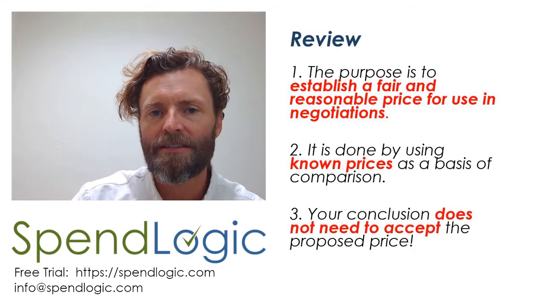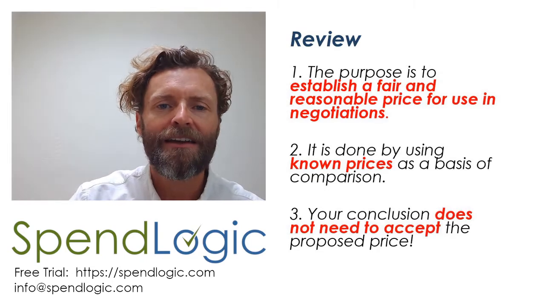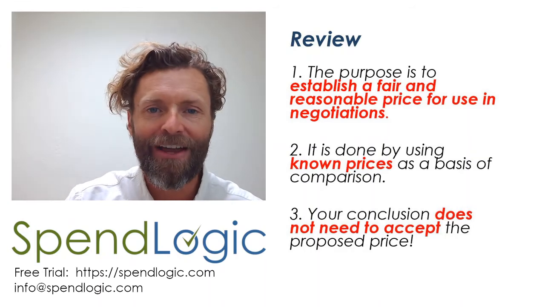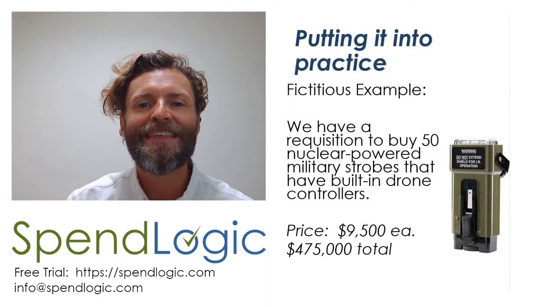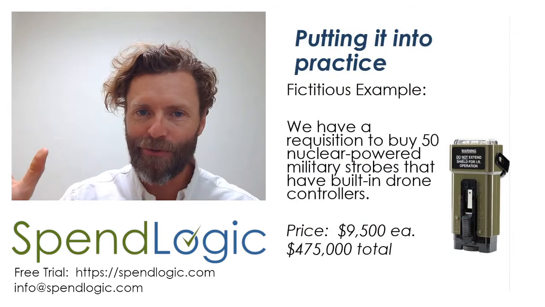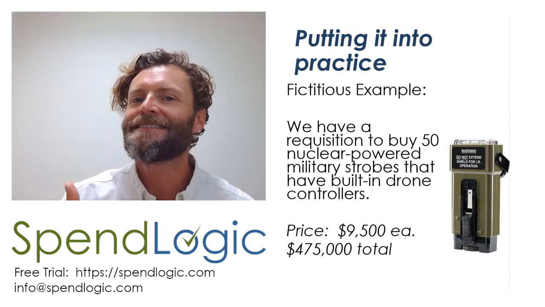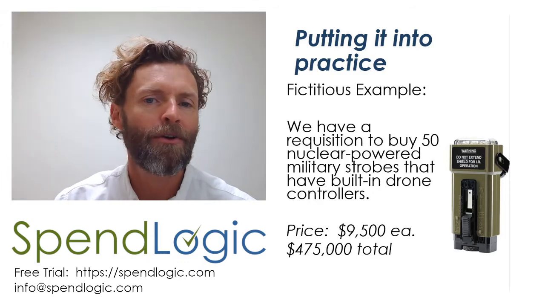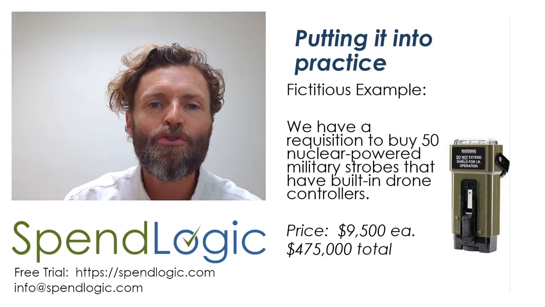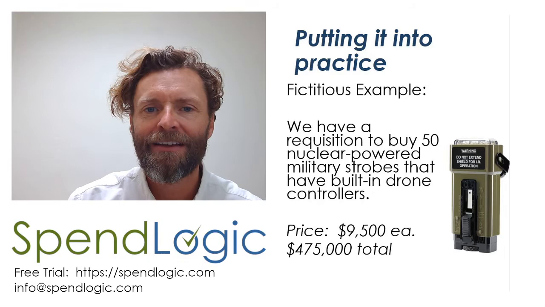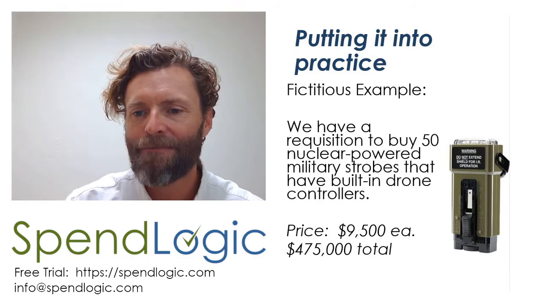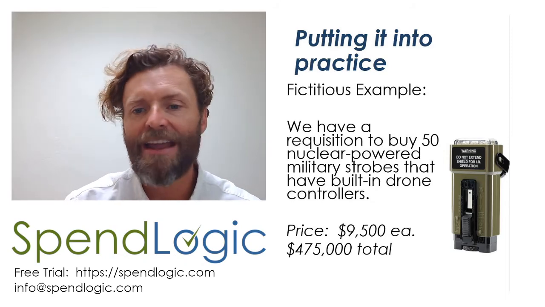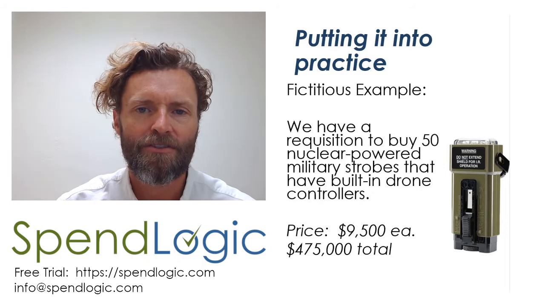In session 2, we talked about some of the steps that you can go through to actually analyze a unicorn. I'm going to go through those steps now with a quote-unquote real-life example. The example we're looking at is totally fictitious. This is a real item, but it doesn't have the features that I've invented here. We have a requirement to buy 50 of these nuclear-powered military strobes that also have built-in drone controllers. You can see a picture of it here. It's a small item. The price is around $9,500 each, or $475,000 total.